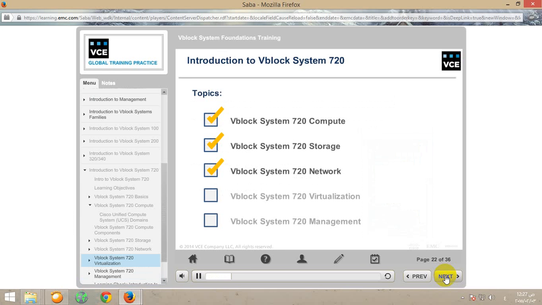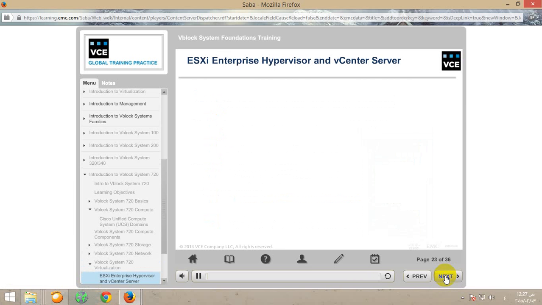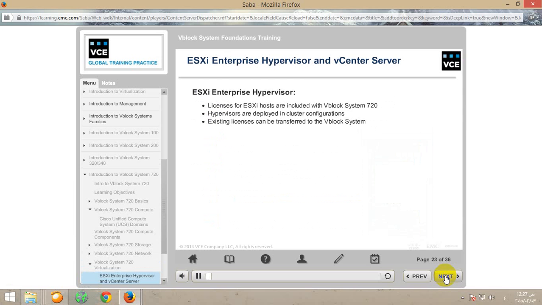There are just 2 topics left. You'll learn about the VBlock System 720 virtualization now. Then we'll finish this section of the training with a discussion about system management. The VBlock System 720 comes with a number of ESXi host licenses. These hypervisors are deployed in cluster configurations.